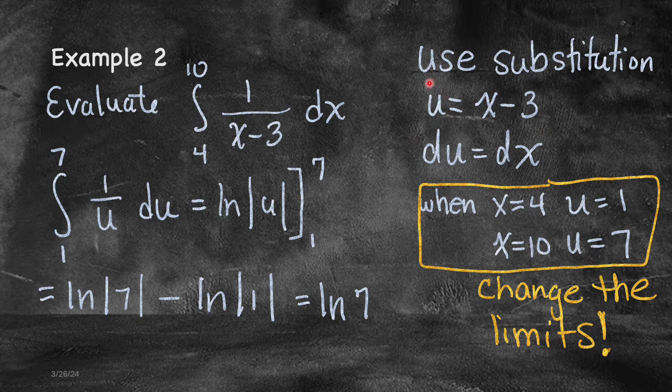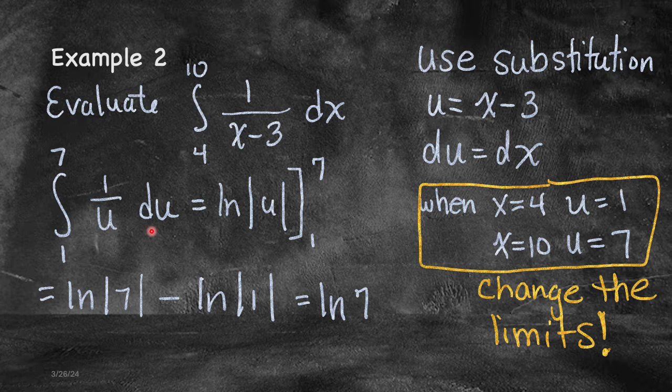And then when I find the derivative of u, that's going to give us just 1 dx. So I can directly substitute in du for dx. So when we do that, we get 1 over u because this was u, and then the dx becomes du.